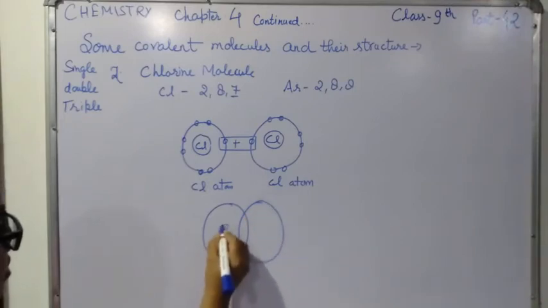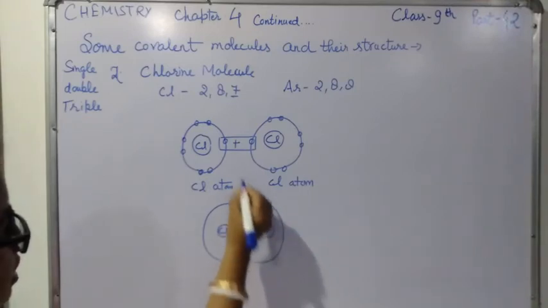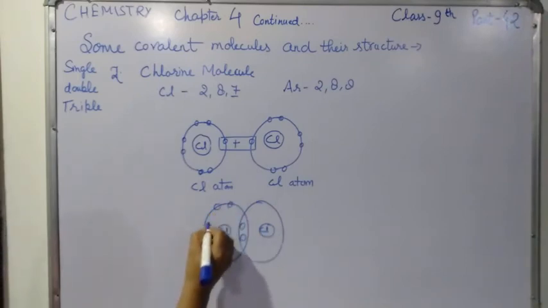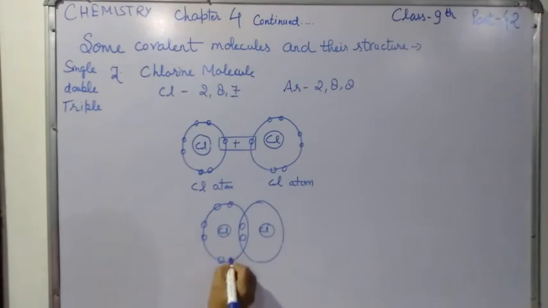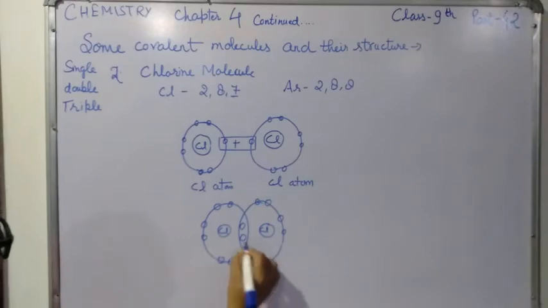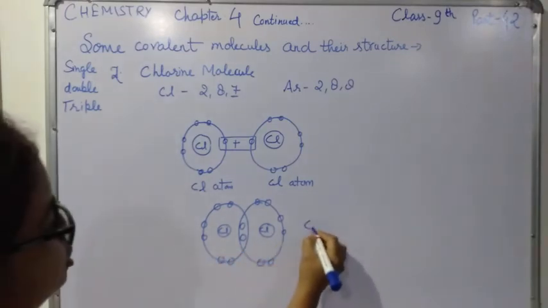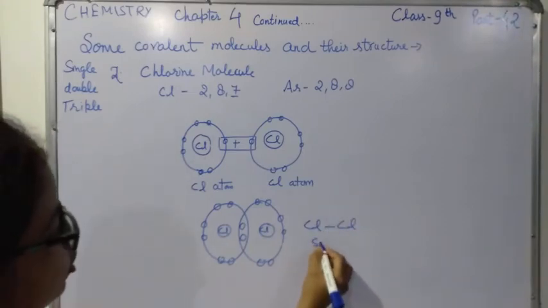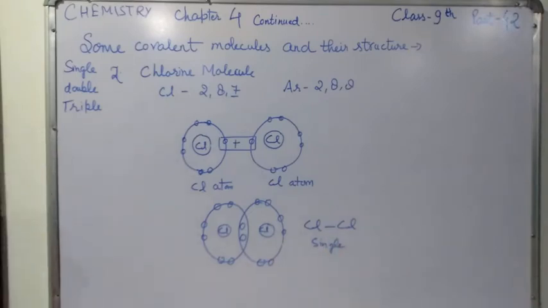After combination, these two electrons will be shared by both the atoms. So both the chlorine atoms are having 8 electrons in their outermost shell, and they are also contributing only one electron, so that is why they are also forming a single covalent bond. So this is the second example.